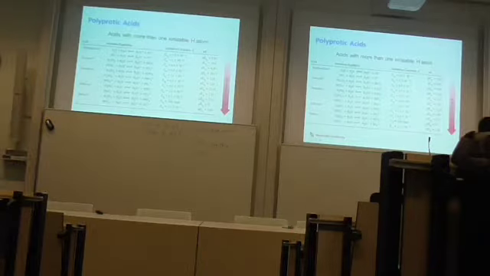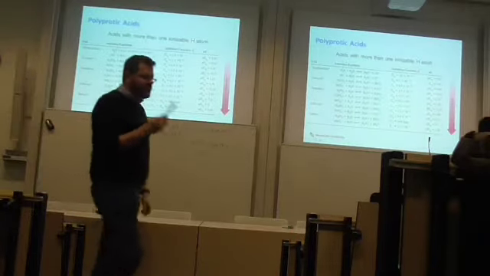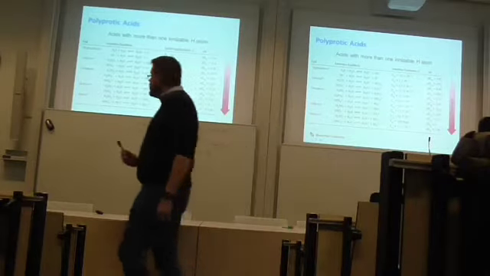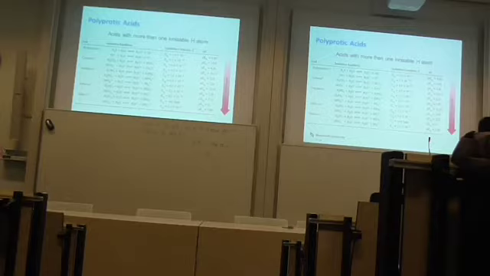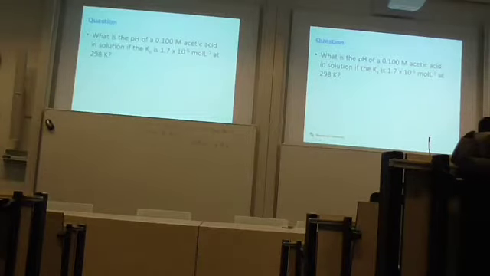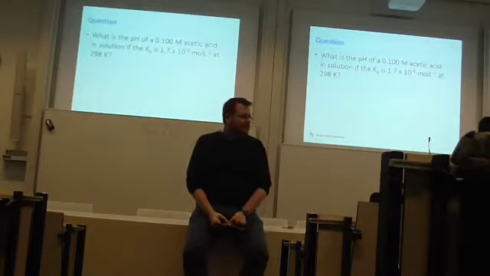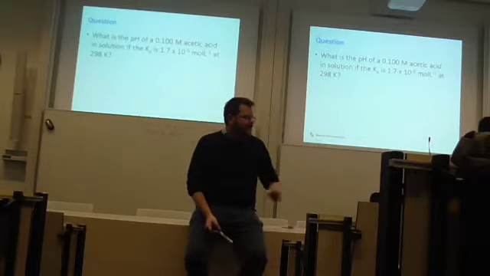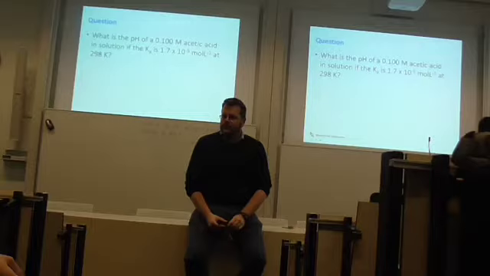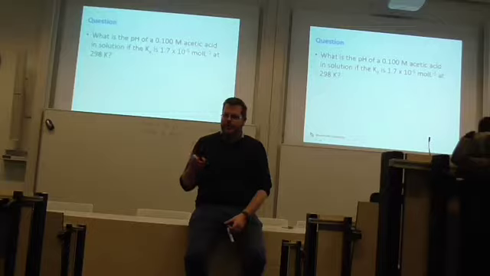Now things get complicated, as they always do. What if I were to ask you the following question? What is the pH of a 0.1 mole per liter solution? Remember, the capital M is the same as mole per decimeter cubed. Mole per liter solution of acetic acid. Now, what's the complication here? Temperature assumes 298 Kelvin. Acetic acid is a weak acid.